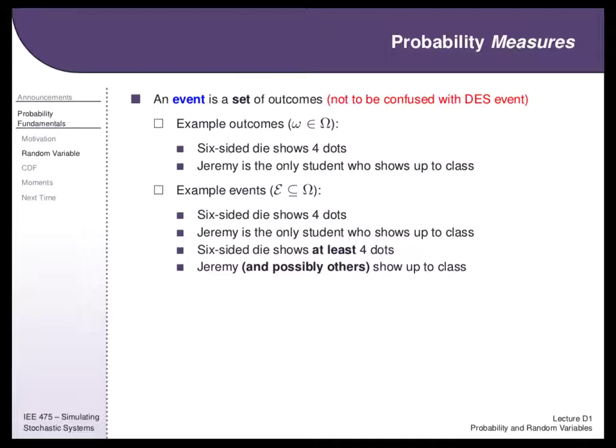But events also can generalize to other cases. So I can say the 6-sided die shows at least 4 dots. Well, that's 4, 5, and 6. Those are 3 outcomes bundled into one. And I can say Jeremy and maybe others show up in class. So this one is Jeremy's in class. This one is Jeremy is the only one in class. There's a lot of different ways that Jeremy could be in class, but only one way that Jeremy could be the only person in the class. And so once you have multiple outcomes grouped together, we call that an event.